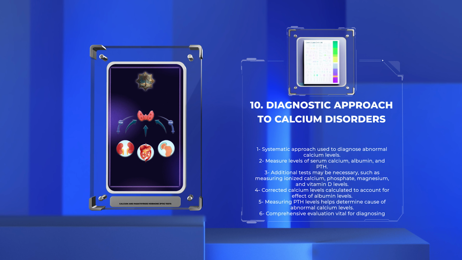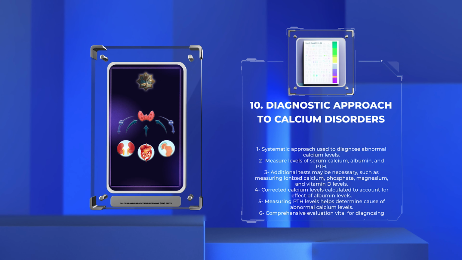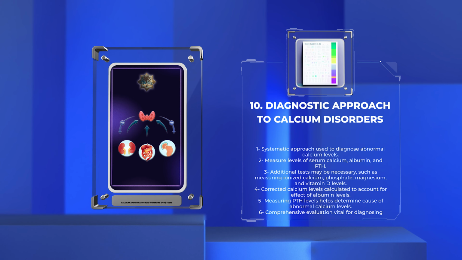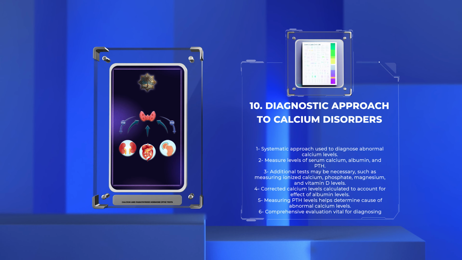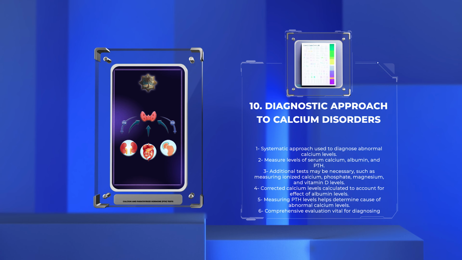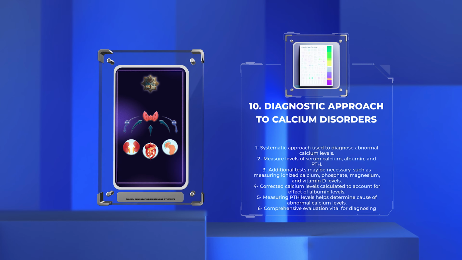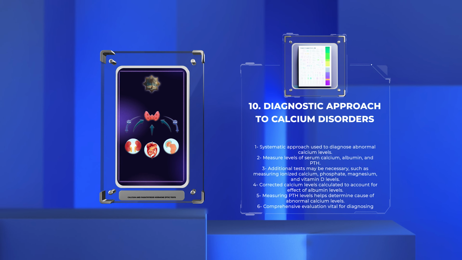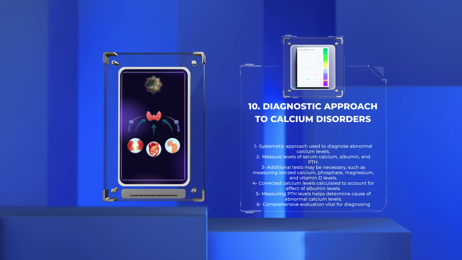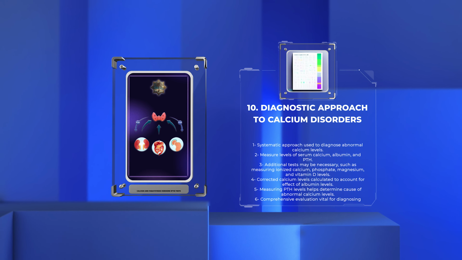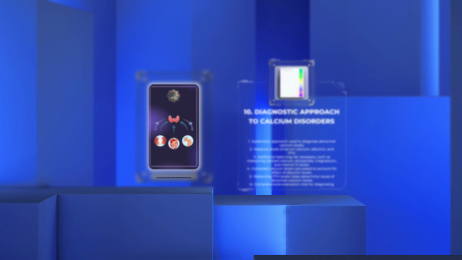Albumin binds calcium, so corrected calcium levels can be calculated to give a more accurate representation. Measuring PTH levels at the same time helps determine the cause of the abnormal calcium levels. Elevated PTH suggests primary hyperparathyroidism, while low PTH indicates hypoparathyroidism or other causes of low calcium. A comprehensive evaluation of multiple factors is vital for diagnosing calcium disorders and making appropriate treatment decisions.